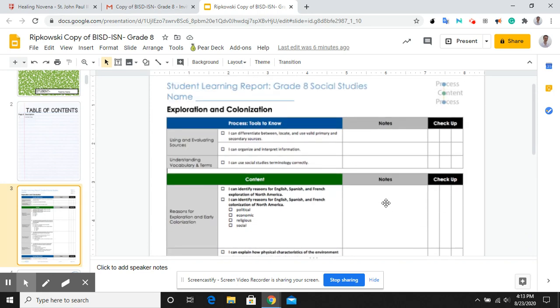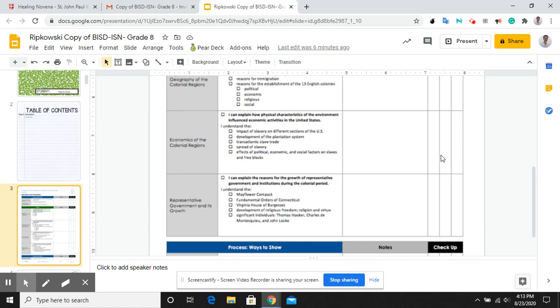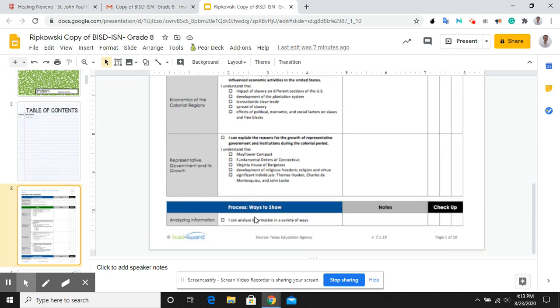And then we can write notes right here. And then again, we've got a little checkup. Do you know this at the beginning, middle, or end? Process, ways to show: analyzing information. I can analyze information in a variety of ways.